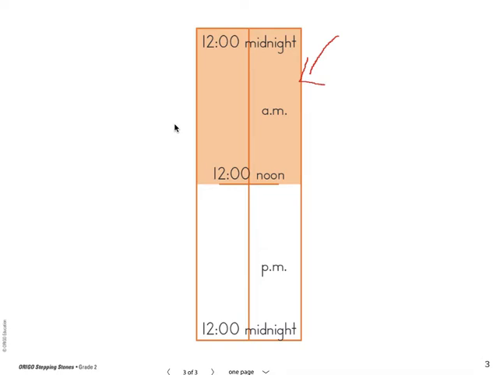I eat breakfast in the AM. We go to school in the AM, okay? I get dressed for the day in the AM. Let's think about our schedule when we are at school. We eat breakfast in the AM. We have math in the AM because we have math before we go to lunch. We have math before noon, in the middle of the day.